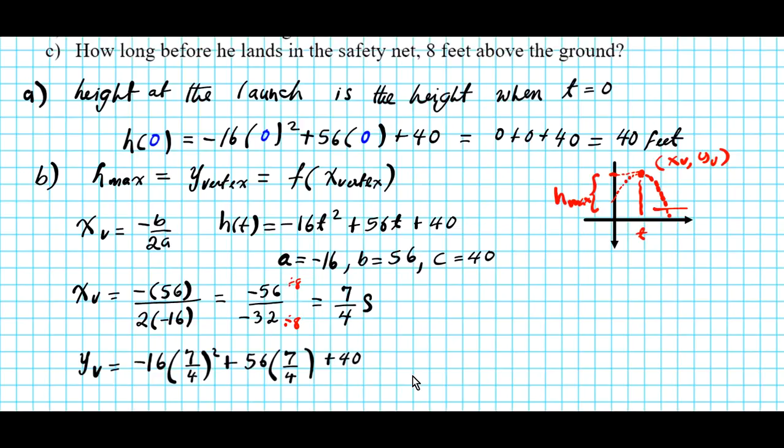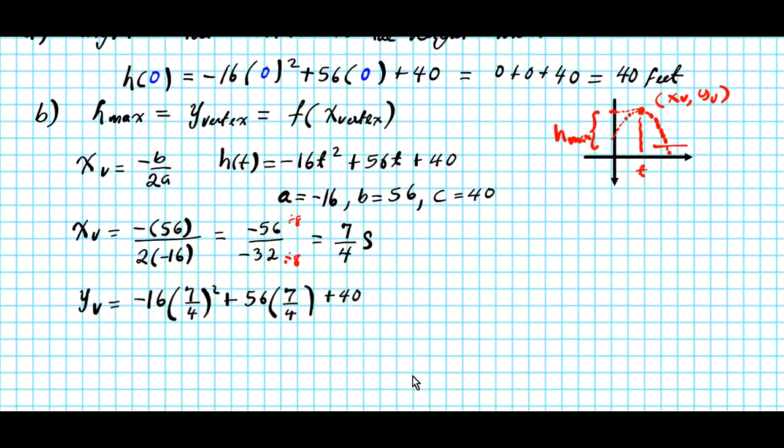So we're now going to just use the order of operations to simplify this resulting expression here. Okay? So what is 7 over 4 raised to the second power? 7 over 4 raised to the second power just involves squaring the numerator and the denominator. So that gives us negative 16 times 7 squared is 49. And don't forget the denominator. 4 squared is 16. Okay, plus 56 times 7 over 4 plus 40.